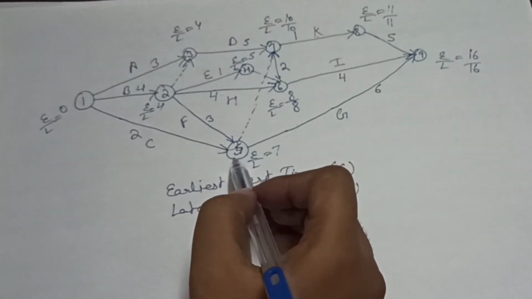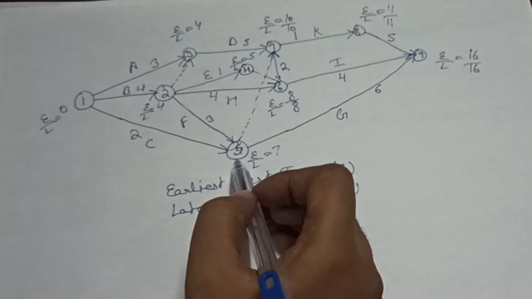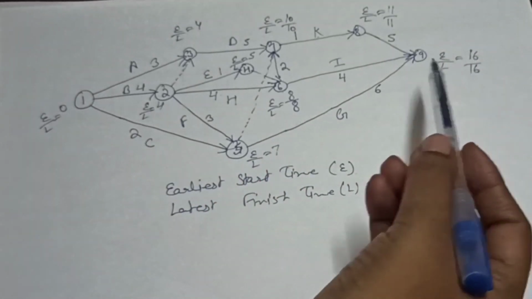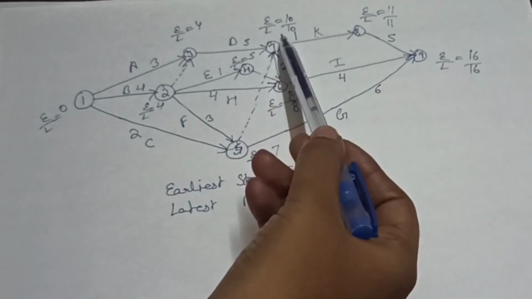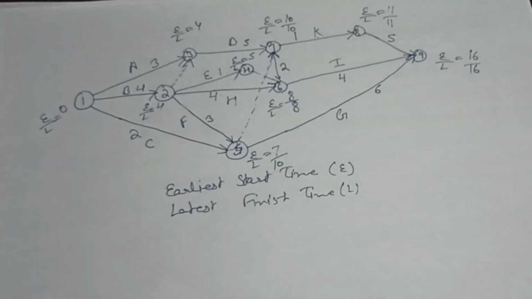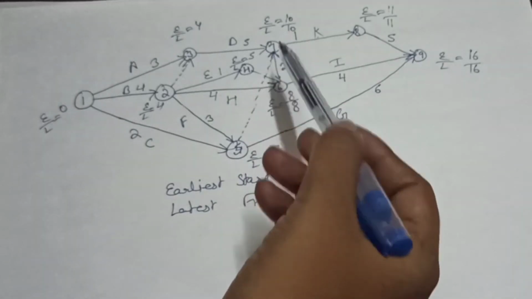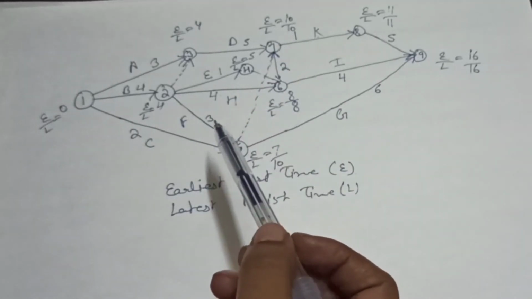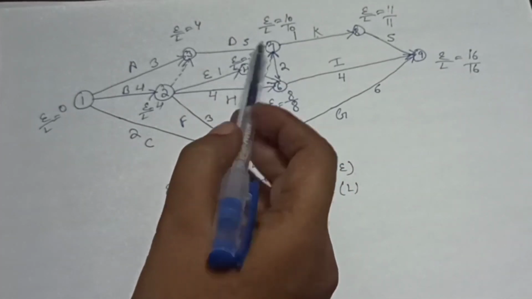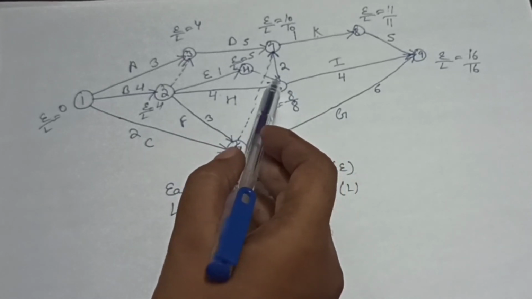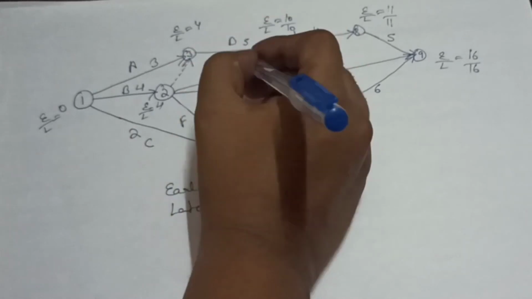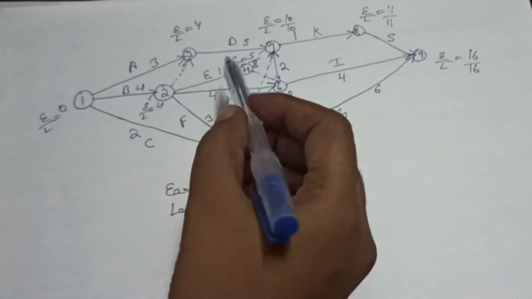After then we will calculate L for this node. So you can see here we have two activities. 16 minus 6 is equal to 10 and 10 minus 0 is equal to 10. So we will write here 10. So you can see, student, we have calculated L for this node. Now we will calculate L for this node. 8 minus 0 is equal to 8 because here we have only one dummy activity and dummy activity has 0 duration. So we will write here 8.